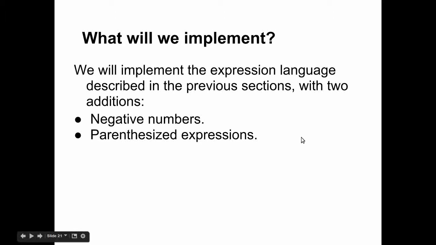First, we're going to implement negative numbers, which are pretty simple. You can put a unary minus in front of something, and that number is negative then, or that sub-expression is negative. And we're going to allow parentheses, so you can actually express any arithmetic expression with the 4 functions that we're talking about.